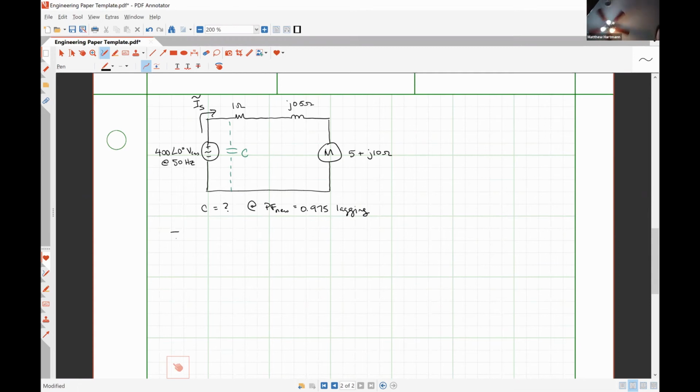So I source will be 400 angle 0 degrees volts RMS divided by the total impedance of our transmission line and motor combined together, which in our case would be 6 plus j10.5 ohms. That gives 33.076 with an angle of minus 60.255 degrees amperes.